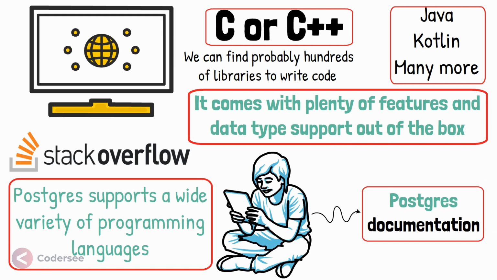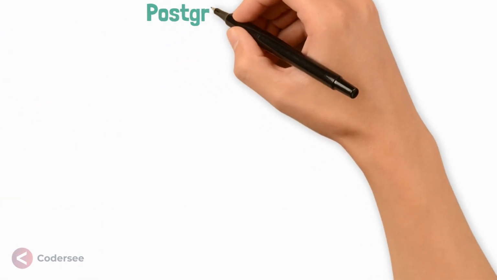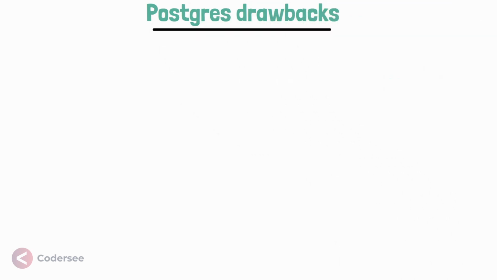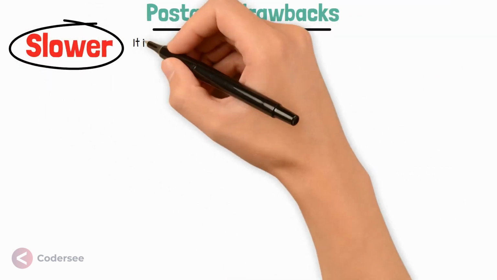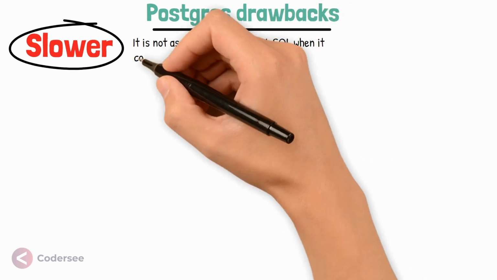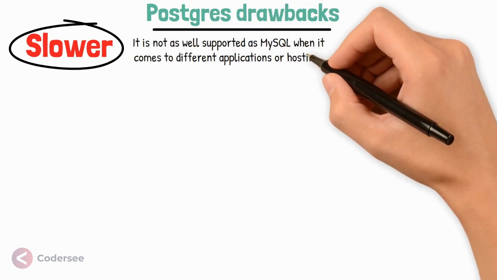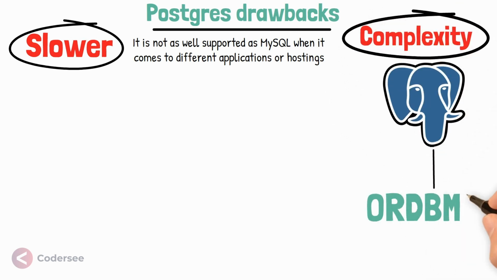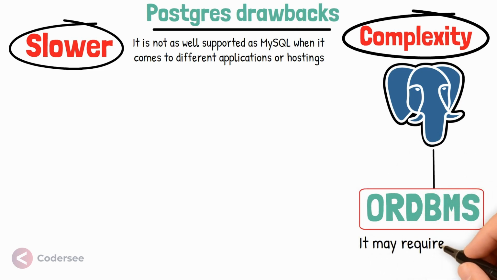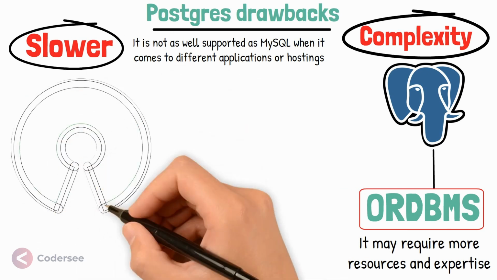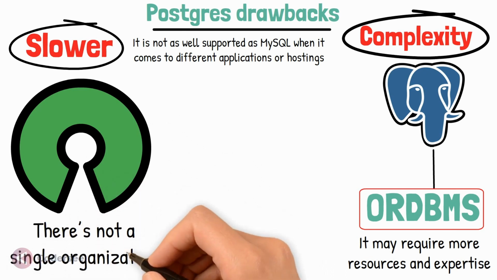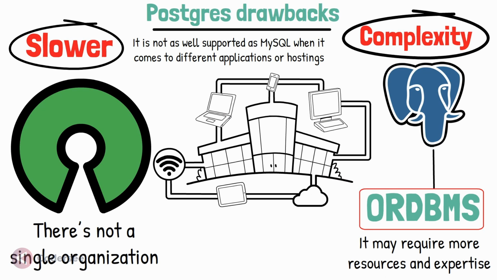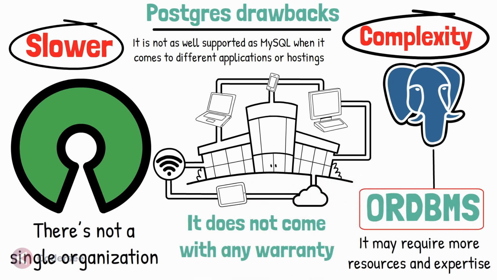With all of those great things being covered now, let's see Postgres drawbacks. Firstly, it's comparatively slower and it is not as well supported as MySQL when it comes to different applications or hostings. Secondly, complexity. PostgreSQL is a powerful ORDBMS, but it may require more resources and expertise to set up and manage than other database systems. Lastly, being an open source solution means that there is not a single organization or a company standing behind it, and it does not come with any warranty.